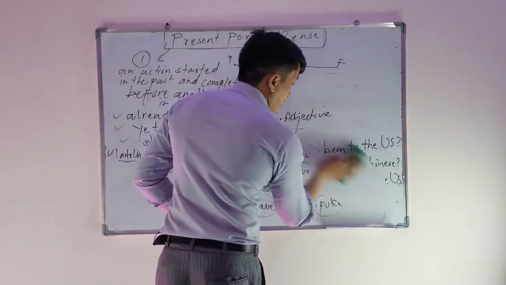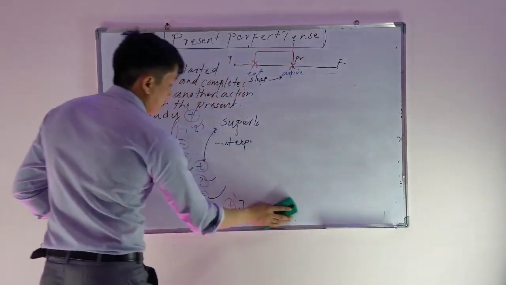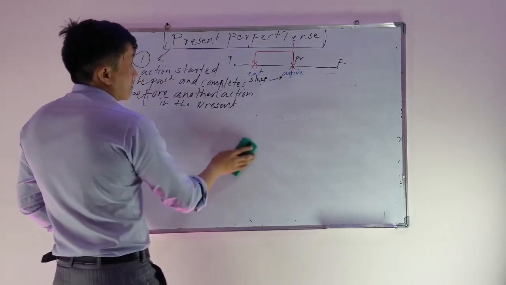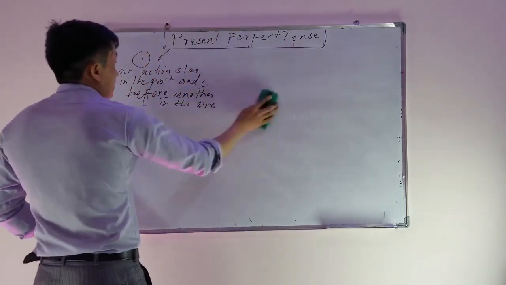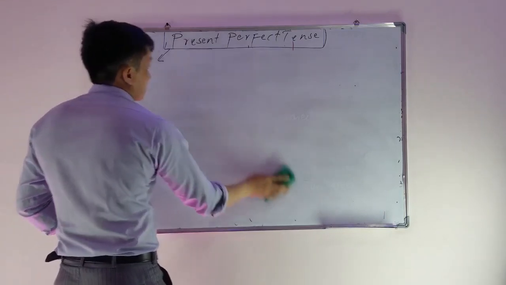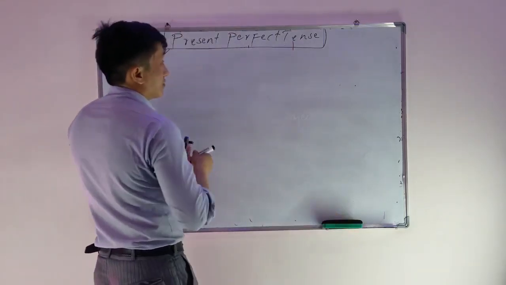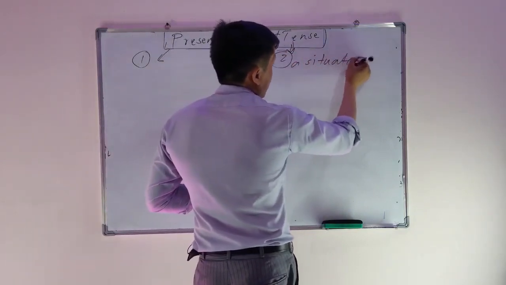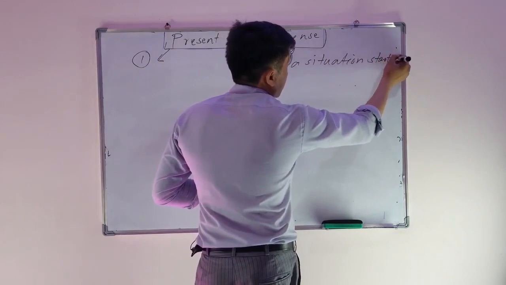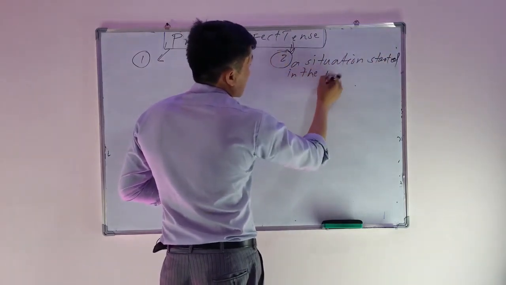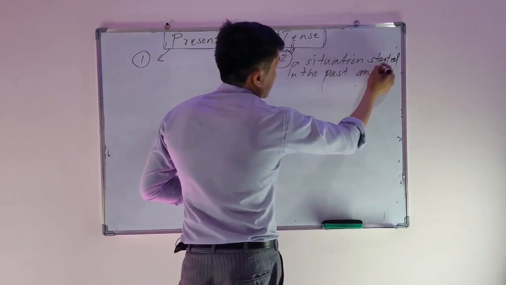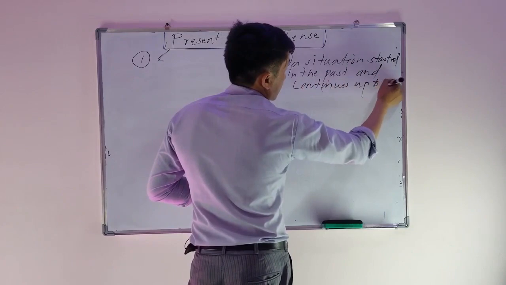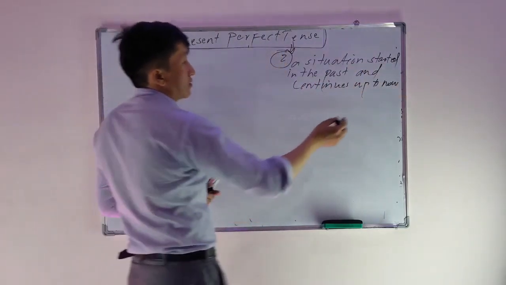Now let's focus on the other function of the present perfect. That is the first structure. For the second structure, number two, I'll write it here. It talks about a situation started in the past, and continues up to now. It continues to the present.